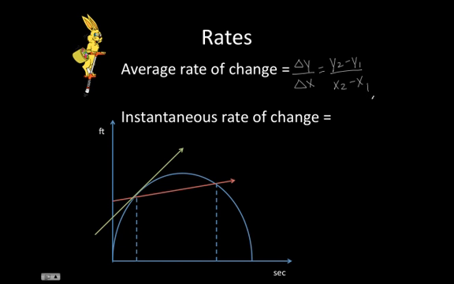Instead, we could think of it as maybe the limit that this value approaches when y2 and x2 are not equal to y1 and x1, but really, really, really close. So we could think of it as the change in y over change in x when this value is super small.